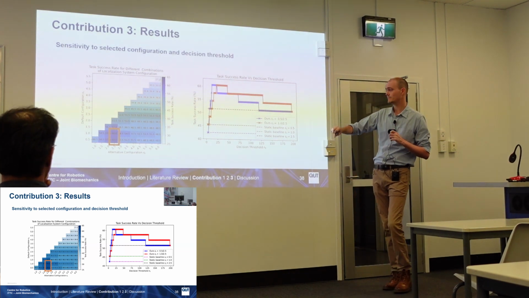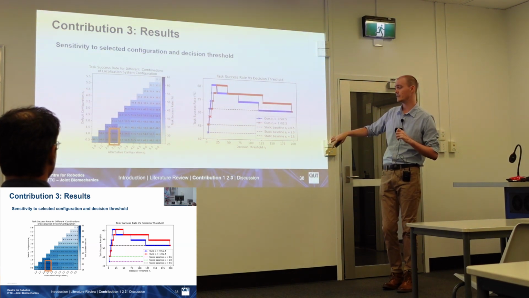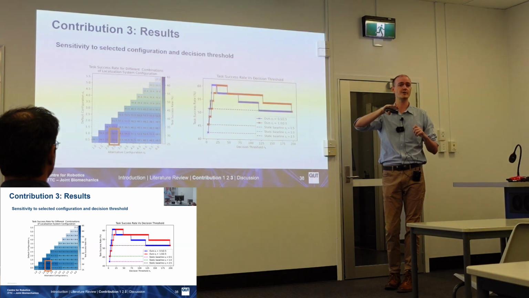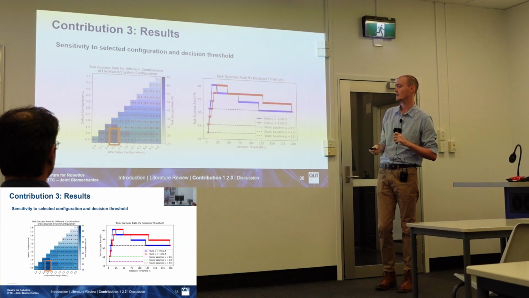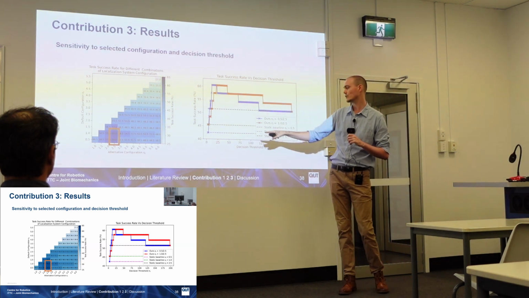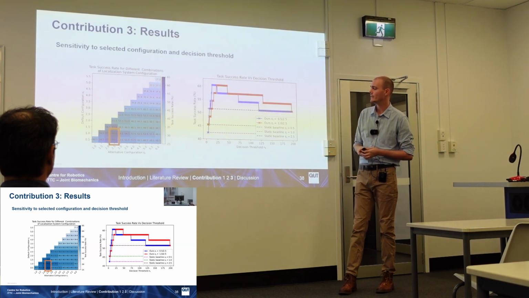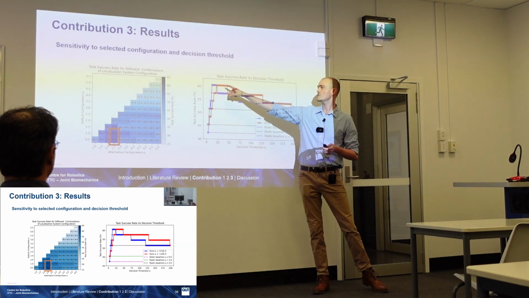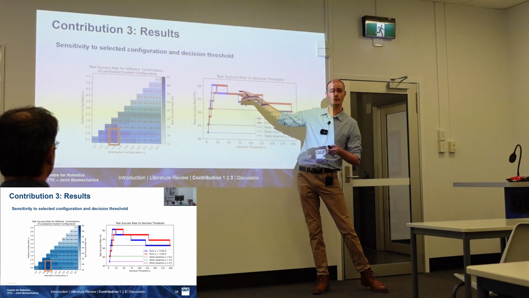In contrast to that, we also did an investigation on how sensitive our approach is to the decision threshold, so the point at which we decide to make that switch from our default to our alternate configurations. We've got our decision threshold along the bottom here and our task success rate metric on our vertical axis. And we can see here that the range of decision thresholds that we have our peak performance at is quite wide.